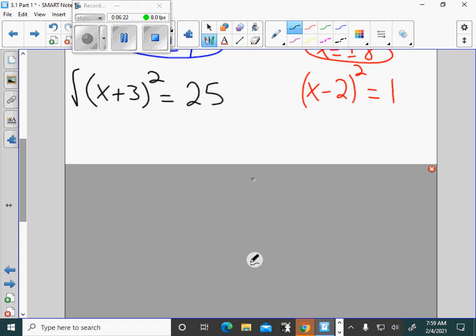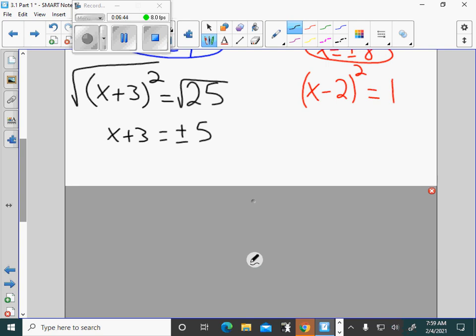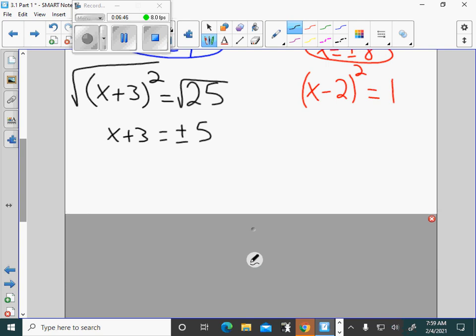We're actually going to take the square root right away. When there's parentheses around the square, we're going to take that square root. We're left with just x plus 3, because the square root of x plus 3 squared is just x plus 3, is equal to positive or negative 5. Now we're going to subtract 3.